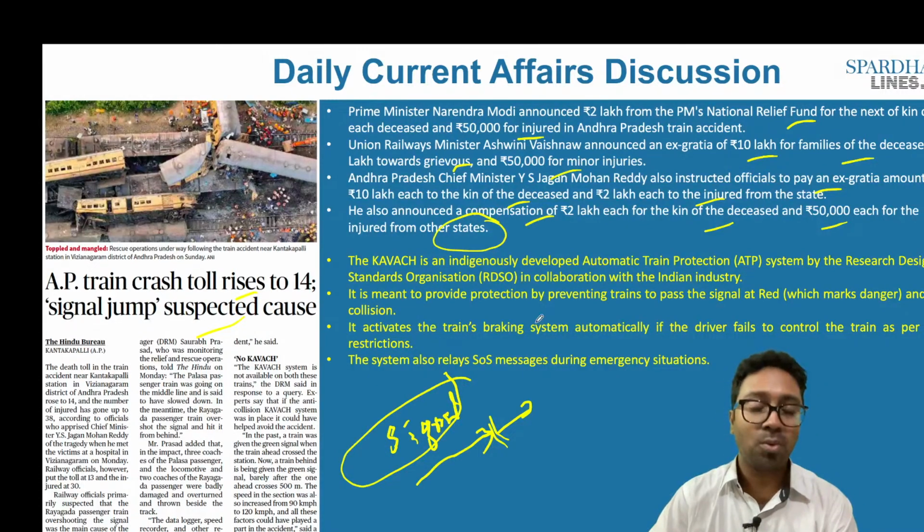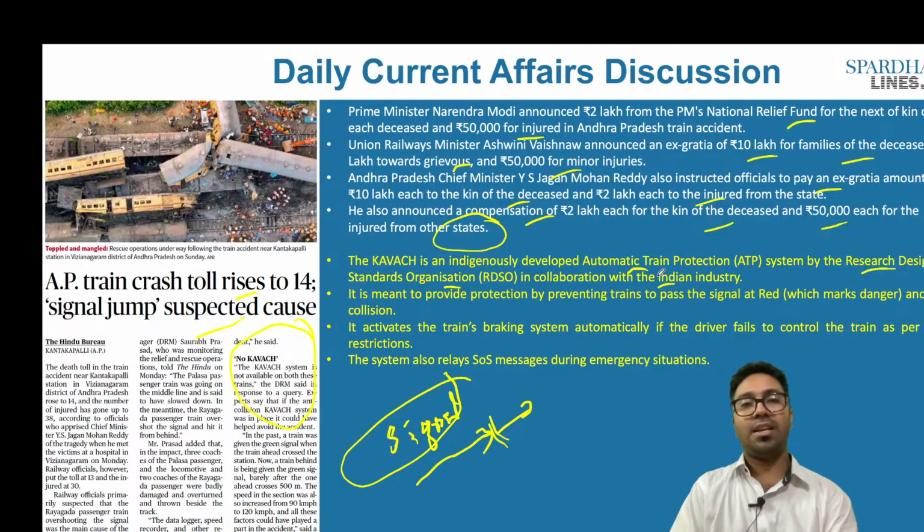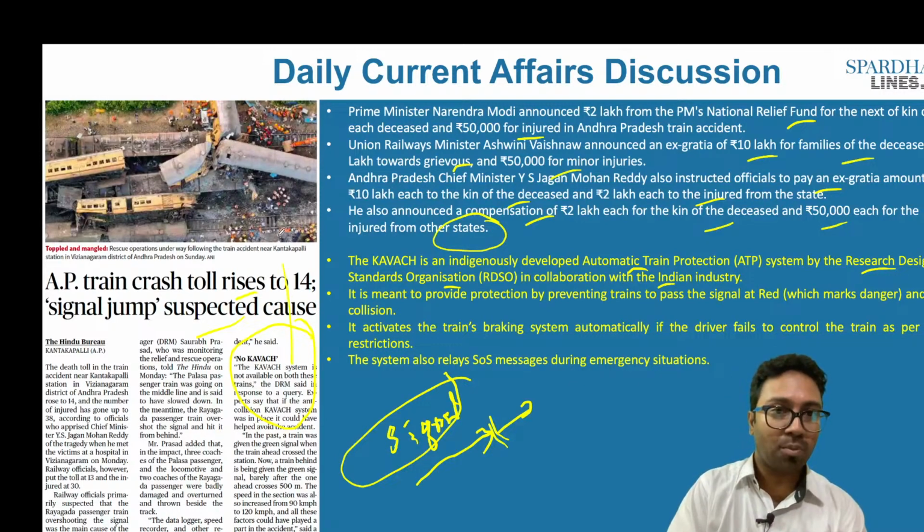Why did this happen? One is because the second train happened to skip the signal and it collided with the first train, and added to it, the Kavach system, which is already present in most of the trains, also failed. So Kavach is an indigenously developed automatic train protection system by the Research, Design and Standards Organisation in collaboration with the Indian industry. Since Kavach was not present in these two trains, this led to the collision.